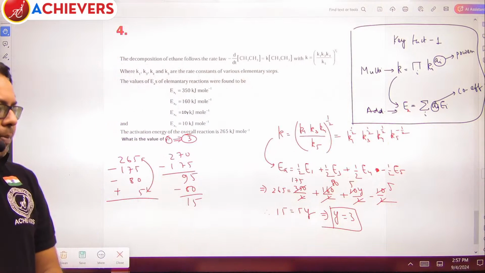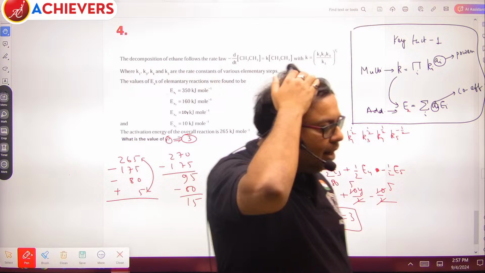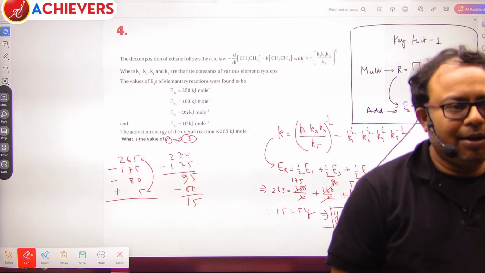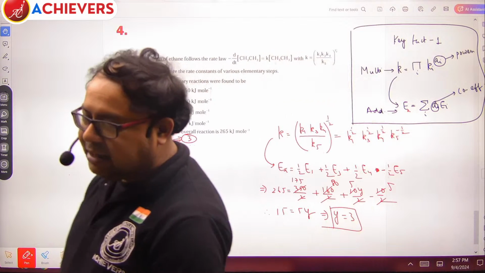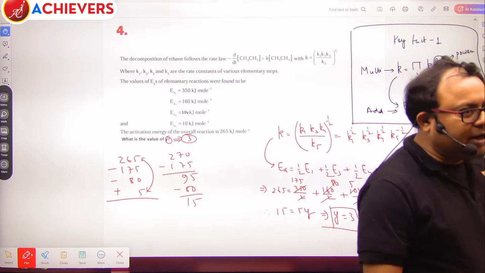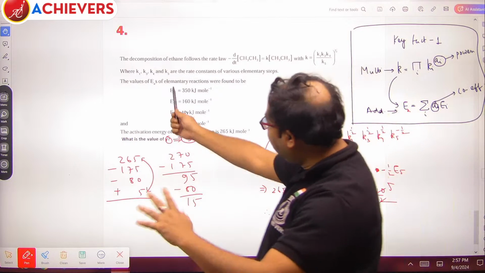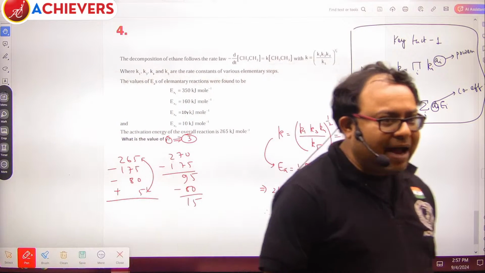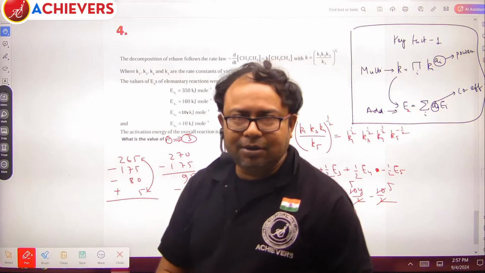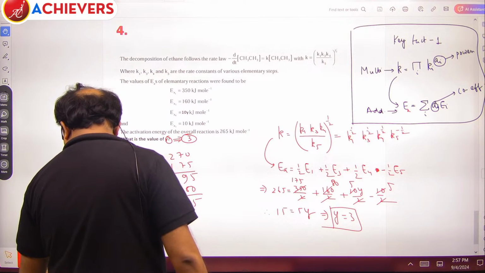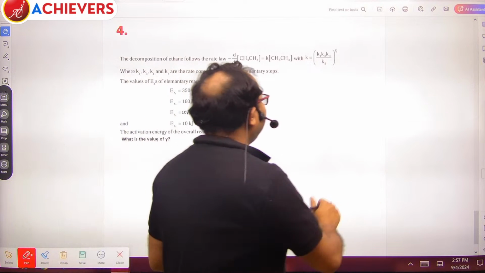So this is all about the multiplicative combination. What if it was an additive combination? So let's move on to key fact 2. We have solved problem 4. But let's move on to key fact 2. Key fact 2 is very important. What happens if it is an additive combination?